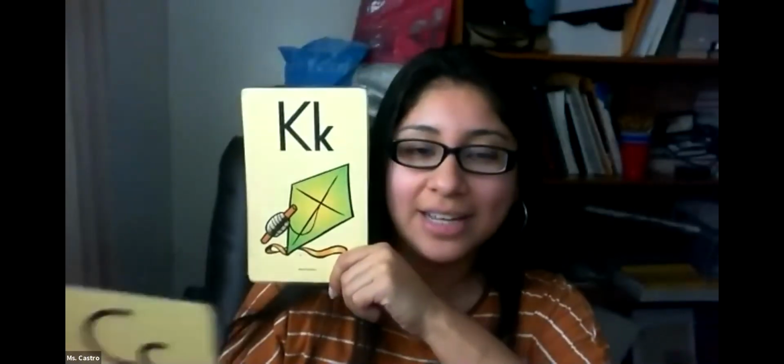Great job. The other letter that makes that sound is the letter C for cat, okay? So there's two letters that have that same sound. The letter K and the letter C. C for cat and K for kite. Okay, so those two letters make that same sound.